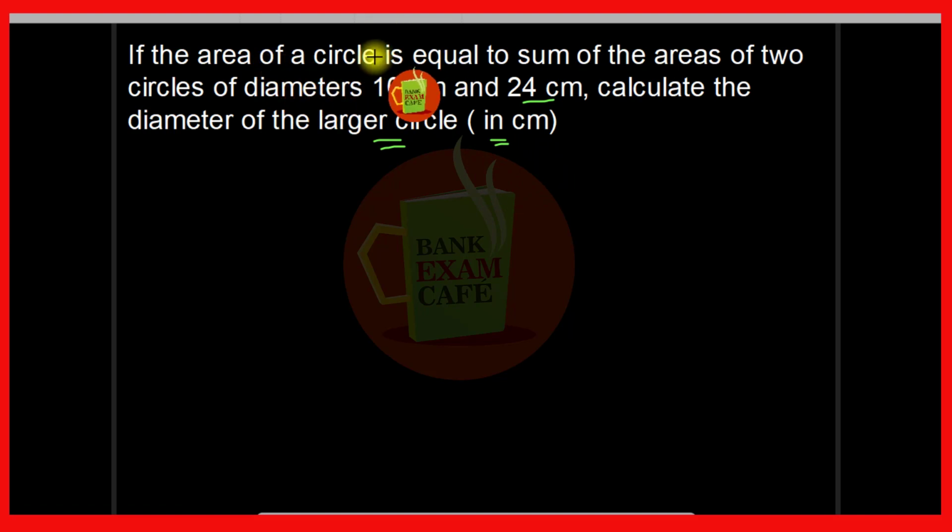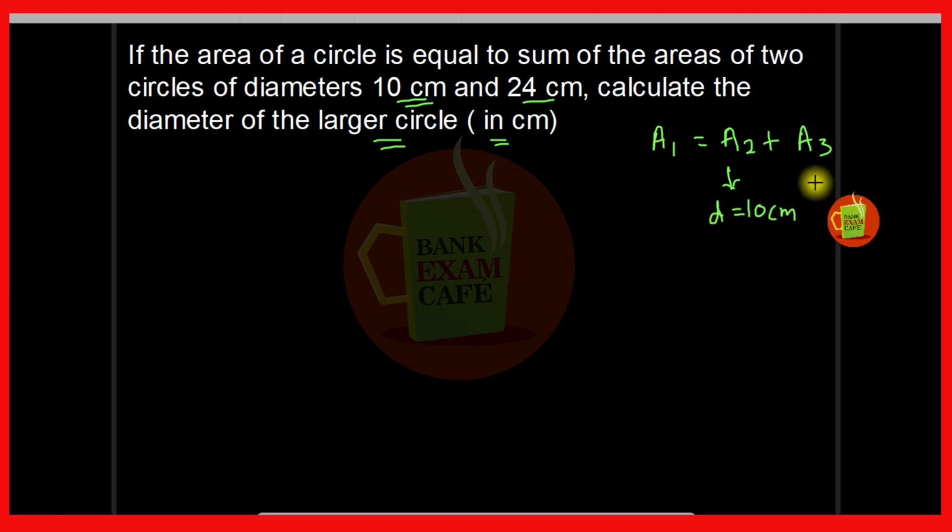Friends, here it is given that the area of a circle, let the area of the circle be A1, is equal to the sum of the areas of the two circles. Let the other two circles' areas be A2 and A3. Then the area of circle 1 is equal to the sum of the areas of the other two circles, whose diameters are 10 cm and 24 cm, and we have to calculate the diameter of this larger circle.